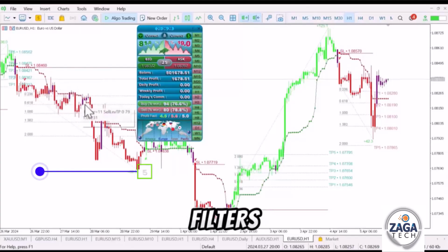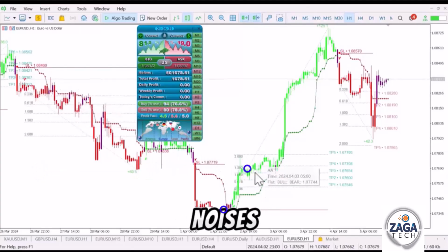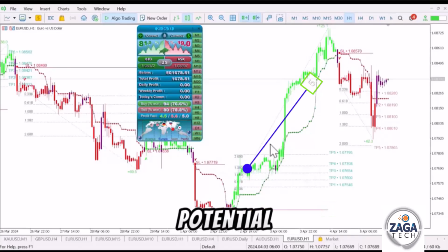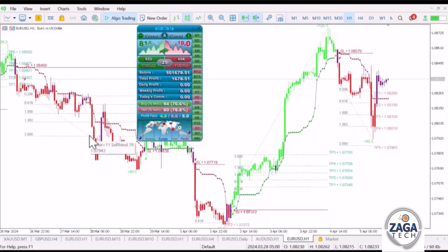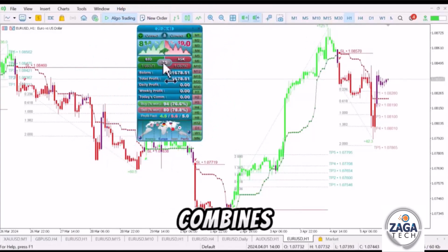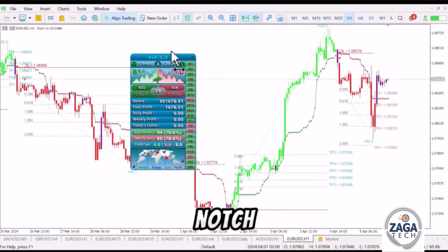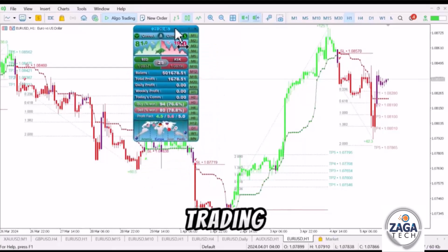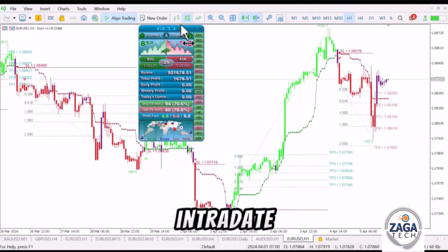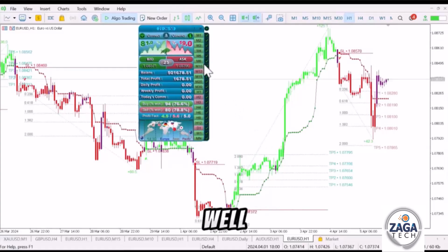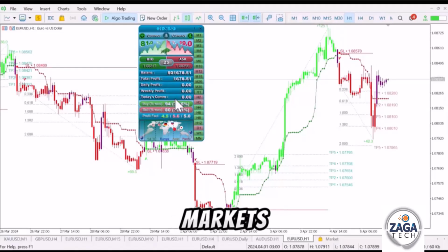2. Multiple filters. Equipped with multiple filters, the indicator helps remove noises and false signals, increasing trading potential and providing traders with more accurate analysis. 3. Comprehensive trading solution. The Atomic Analyst combines premium indicators and top-notch features into one comprehensive trading strategy, catering to both intraday traders and swing traders, as well as traders across multiple currencies and markets.